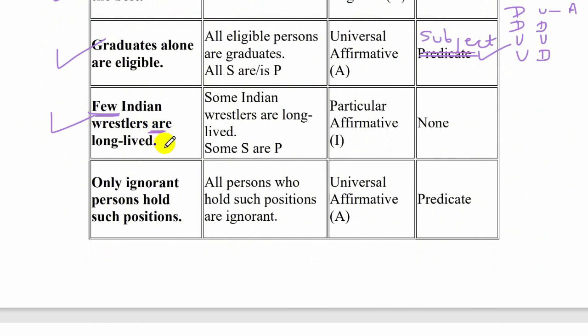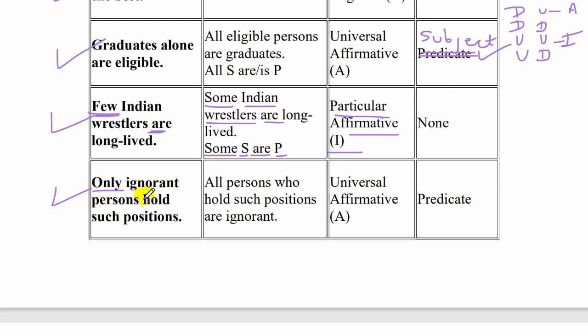Few Indian wrestlers are long lived. Few means some. Again, are means it's an I-type proposition. Few are, some are. Some S are P. Here S is Indian wrestlers. So some Indian wrestlers. Subject is Indian wrestlers, are, predicate is long lived. Some Indian wrestlers are long lived. This is a particular affirmative I-type proposition. In I-type proposition, both terms are undistributed. So you just write none. None of the terms are distributed.